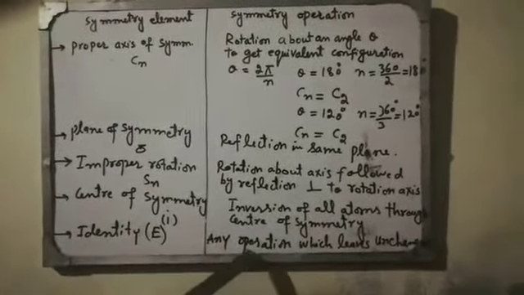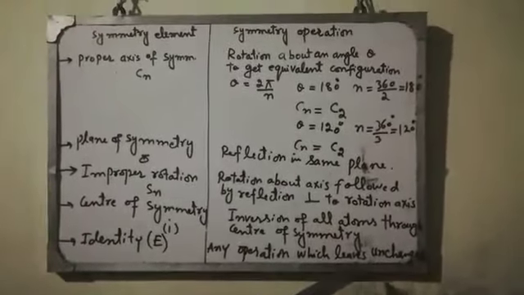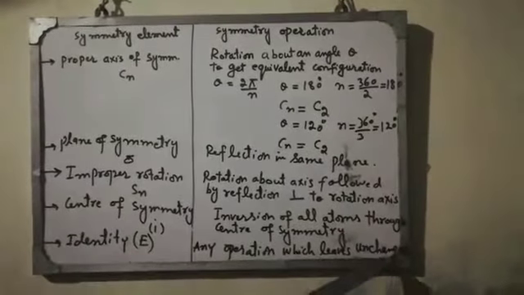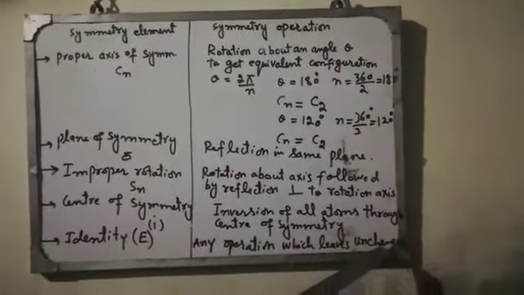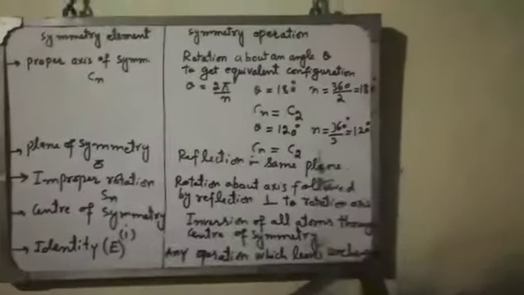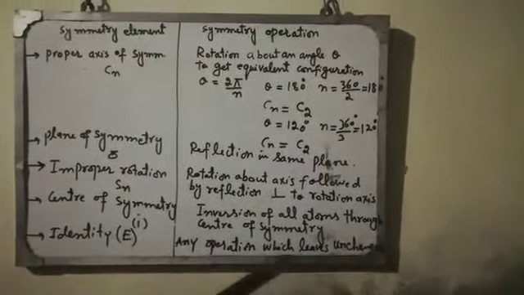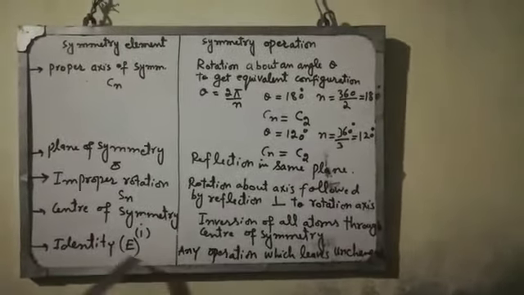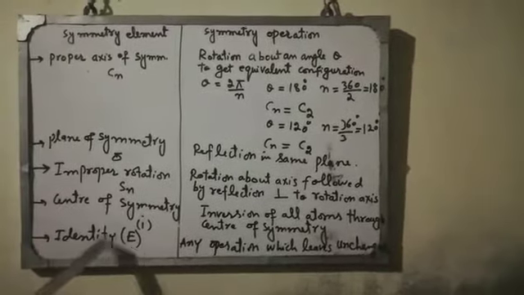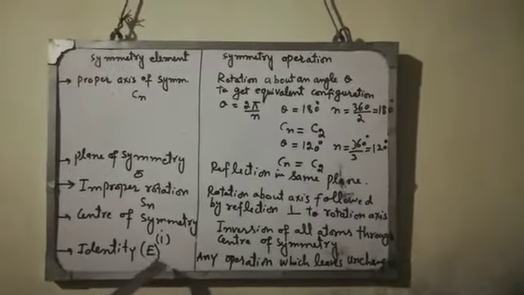Identity. Any operation which is performed on the molecule and the molecule remains unchanged, we get the equivalent configuration. The molecule becomes indistinguishable from the first one. This operation is about the identity, or this symmetry element is called identity.